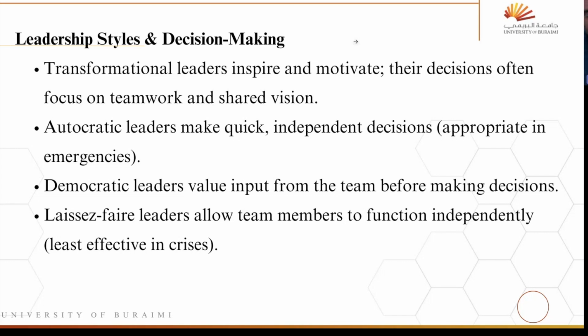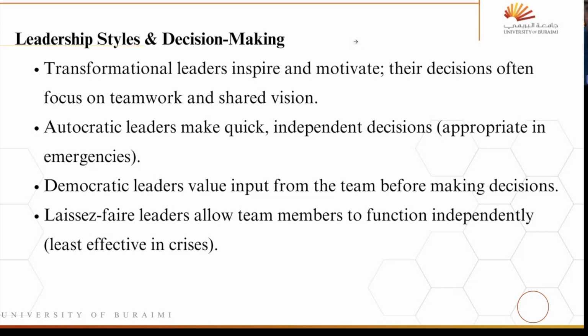So make sure when you are dealing with a situation or scenario, as we'll come to see now, that you are able to differentiate when the scenario presents transformational leadership. Transformational leaders inspire and motivate. Their decisions often focus on teamwork and shared vision. Transformational leaders focus more on giving information, while democratic leaders still take input from the team, but at the end the decision comes much more directly.